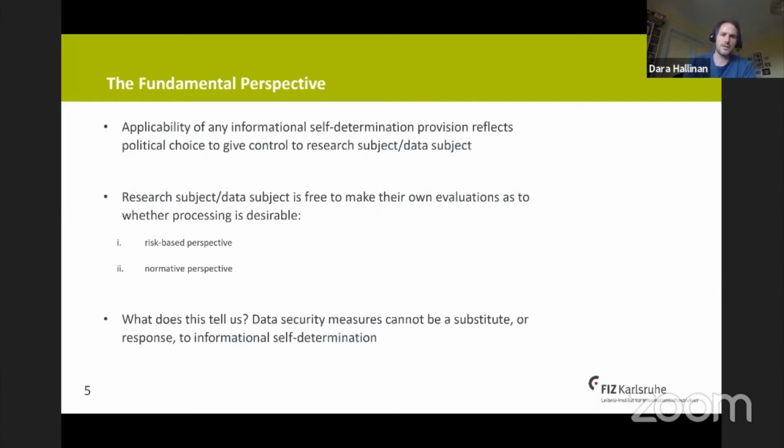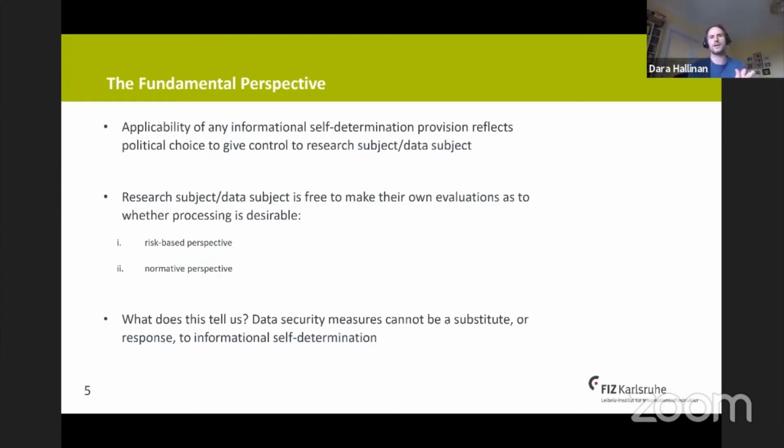And under this perspective, the data subject, the research subject, is essentially conceived to be considering whether the risks implicated by the proposed research processing are of an acceptably minimal level that they're willing to take those risks on. The second perspective, however, is the normative perspective. And under this perspective, the data subject is essentially considered as engaging in an evaluation as to whether they feel the processing proposed or ongoing is normatively desirable. Do they feel that it's a good thing and something that they wish to support through the medium of donation or allowing the continued use of their personal data?